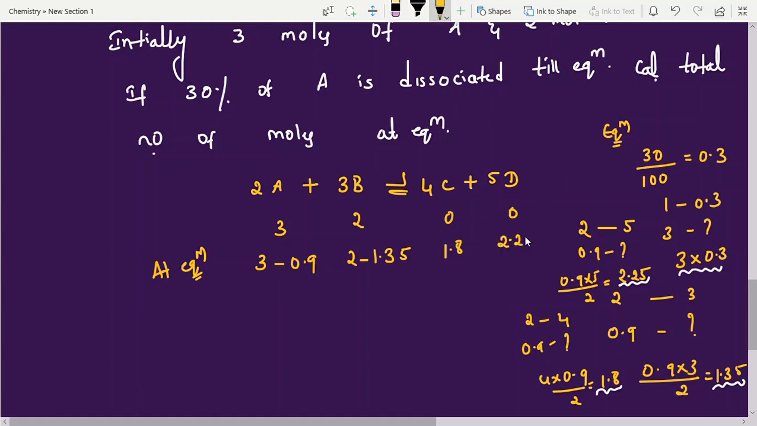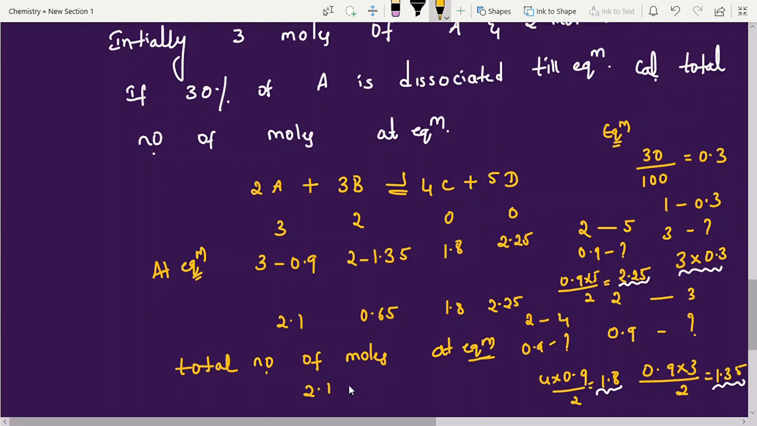Clear? Now 3 minus 0.9, how much, students? 2.1. 2 minus 1.35, how much? 0.65. Then 1.8, 2.25. Total number of moles, add all. Total number of moles at equilibrium: 2.1 plus 0.65 plus 1.8 plus 2.25. So finally you will get answer 6.8. This is your answer. Clear?